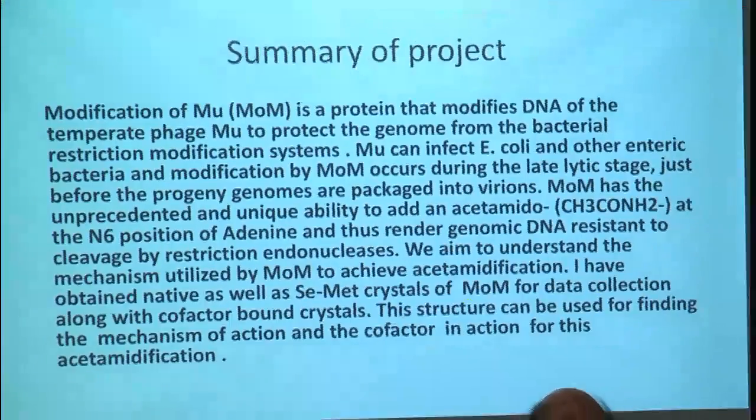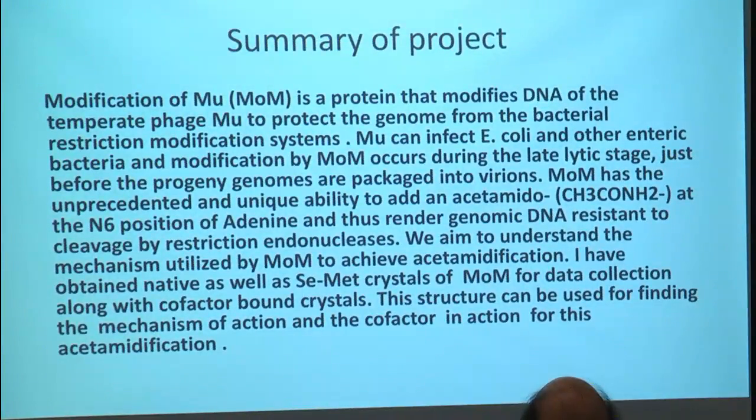And what we could see is that it transfers a group called an acetamido group, and till now we don't have any structures of an acetamido transferase or the mechanism of acetamido transferases. So it transfers the acetamido group at the N6 position of an adenine, and renders genomic DNA resistant to cleavage by restriction endonucleases. So we aim to understand the mechanism by which it acts.